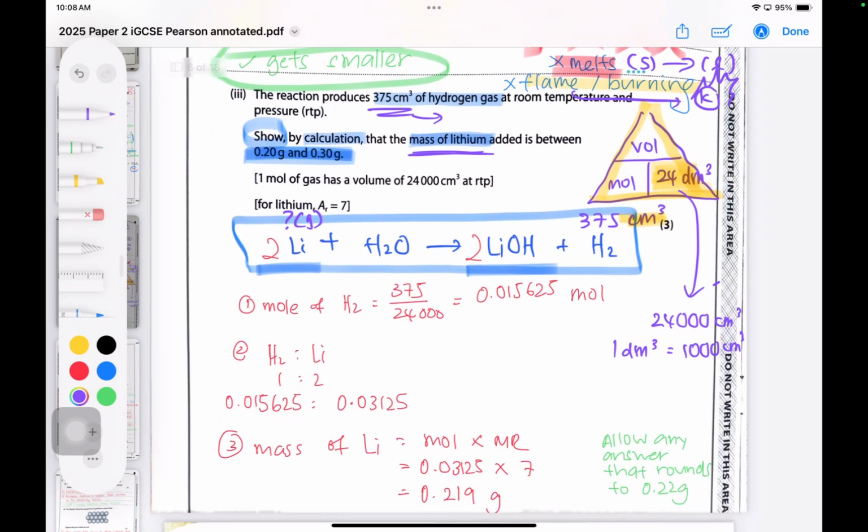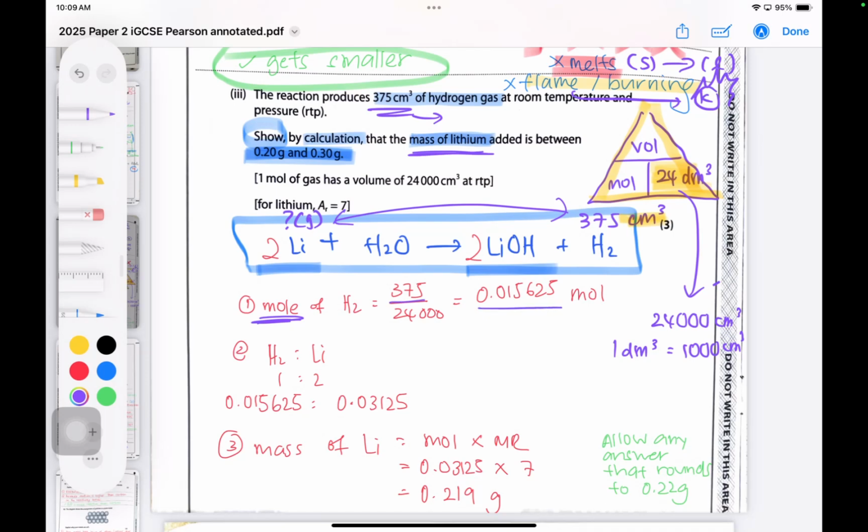And then what I need to do is to find the mole of hydrogen. Because the only way to compare between these 2 substances, or any substances in the equation, is to use the mole ratio. So I want to find out the number of moles of hydrogen first, and I'll use 375 divided by 24,000, and I get this string of numbers, so I just put it there.